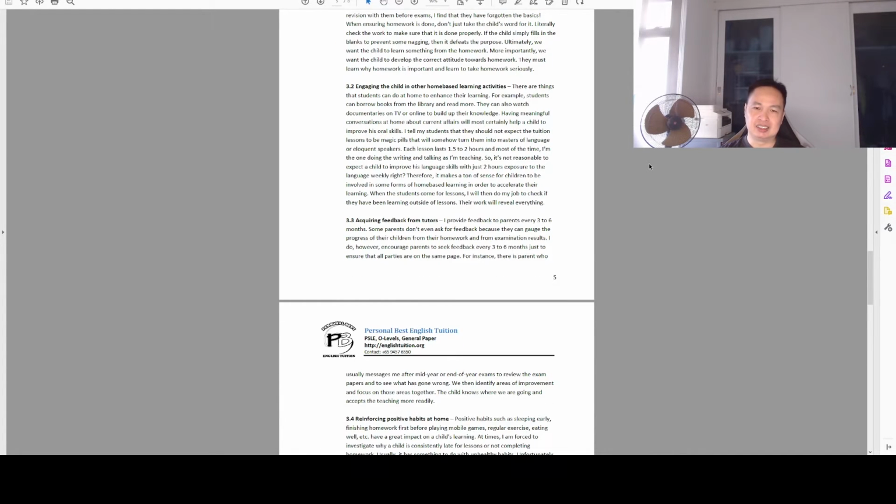Second suggestion, parents can try to engage the child in other home-based learning activities. Simple things like going to the library to borrow books, so that they can read more. Watching documentaries on TV instead of watching all the YouTube useless content. Some of it is quite useless. Having meaningful conversations at home about current affairs over the dinner table. This will certainly help a child to improve his or her oral skills.